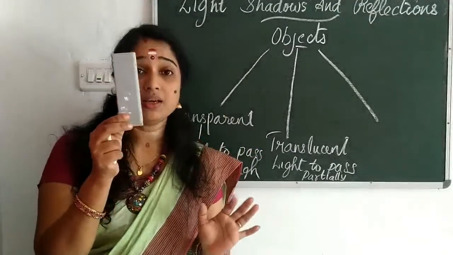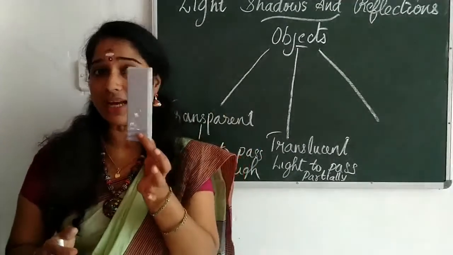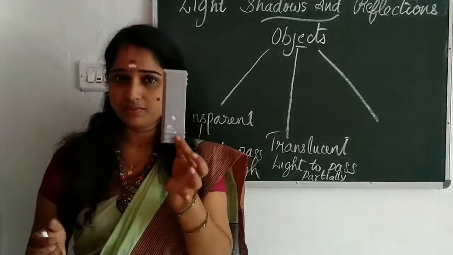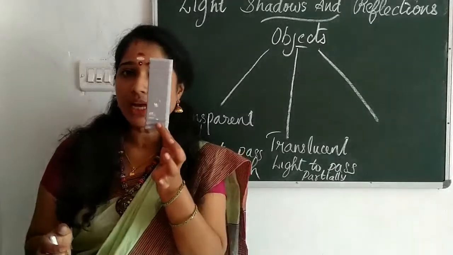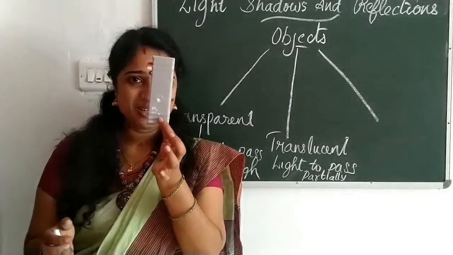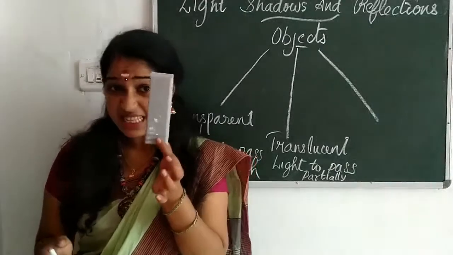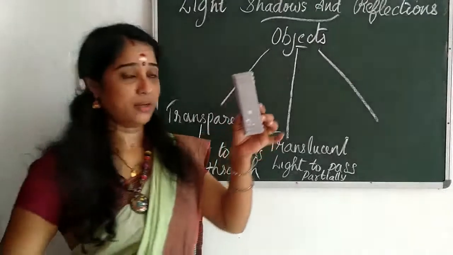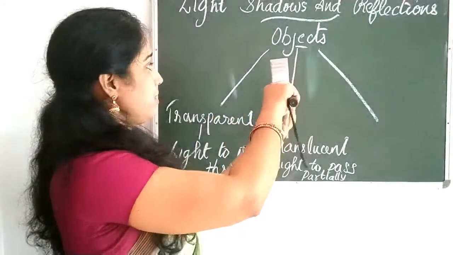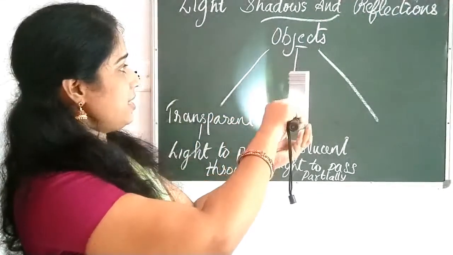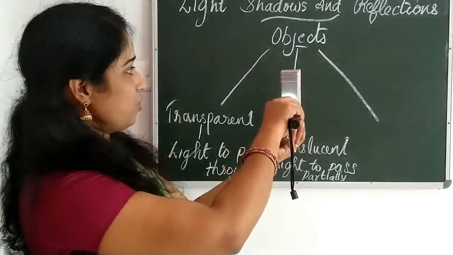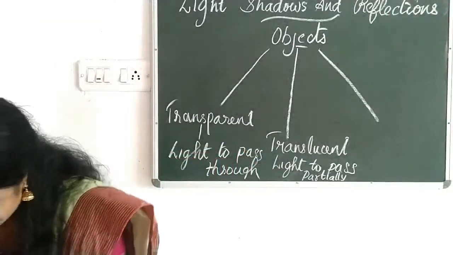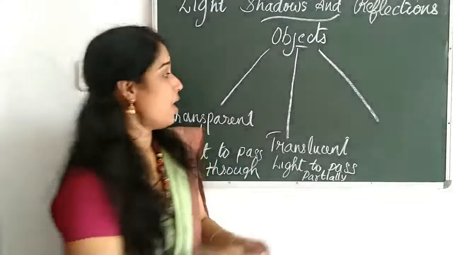Can you tell me which category this object belongs to? Does this object allow the light to pass through it completely, or does it allow the light to pass through partially? What is actually happening here? Yes, this object doesn't allow the light to pass through it. Such objects are known as opaque objects.